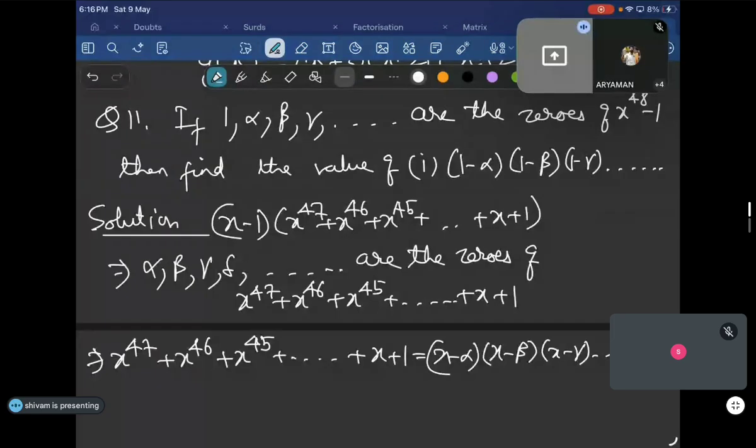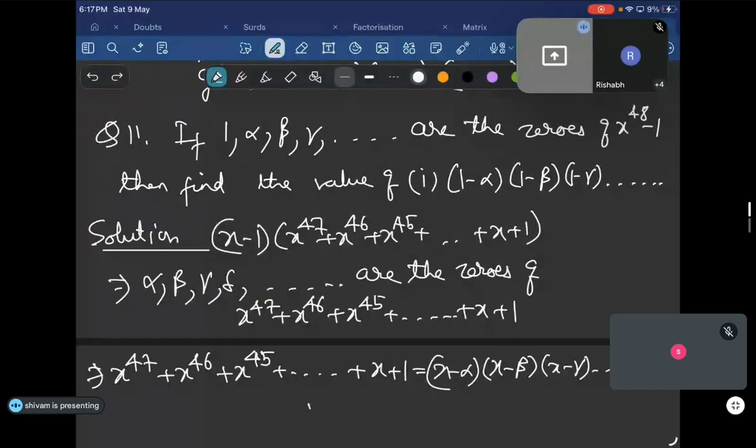Are people getting? Is it clear? What do I need to find out? I need to find out 1 minus alpha, 1 minus beta, 1 minus gamma. What do we need to do? To get 1 minus alpha, 1 minus beta, 1 minus gamma, what do we need to do? Replace x equal to 1. Done. Right. Put x equal to 1, we'll get the result.